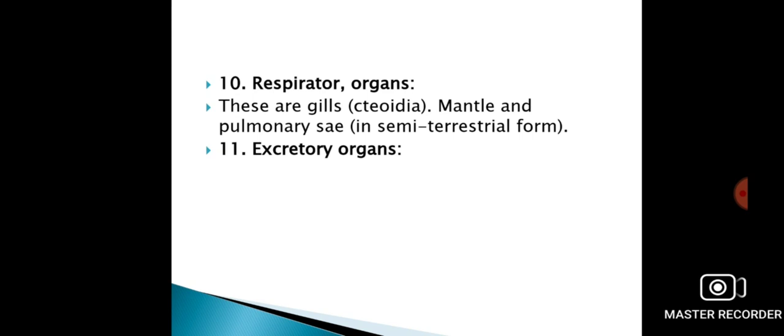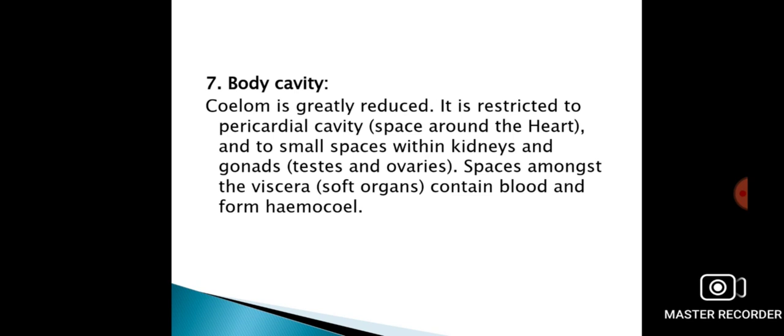Respiratory system consists of well developed gills and sometimes with the help of the mantle and pulmonary sac, respiration may take place. Coelom or body cavity is greatly reduced in case of molluscs. It is restricted to the pericardial cavity, means जहाँ पर हार्ट होता है, उस कैविटी को पेरिकार्डियल कैविटी कहा जाता है.